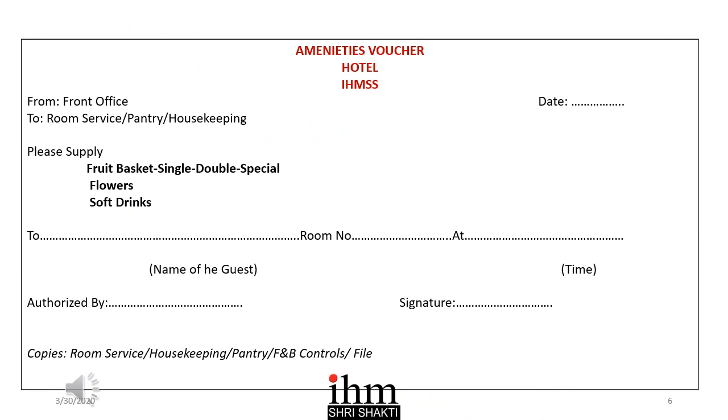Guest room amenities is another important activity. The list of amenities to be given or kept in the room, for example for VIP and disabled guests, is prepared and sent to all departments such as food and beverage, pantry, room service and housekeeping, so that they can make appropriate arrangements in advance.